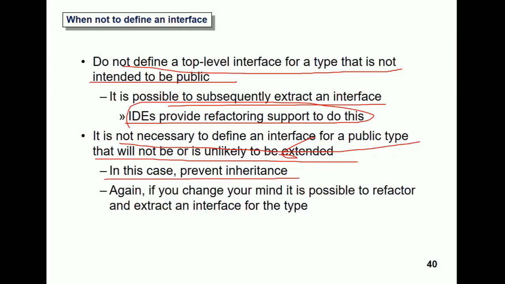But if you've created an interface and it's unlikely that anybody's going to want to implement that interface, then I guess there's no point in creating that interface in the first place. In this case, prevent inheritance and just create a simple class that'll do the simple tasks that you want to do. Again, if you change your mind, it's possible to refactor and extract the interface for the type. But this is just during production time. Once you've released it to the public, then that's it.